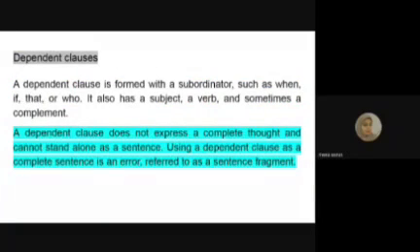So the other kind of clauses is the dependent clause. Dependent.